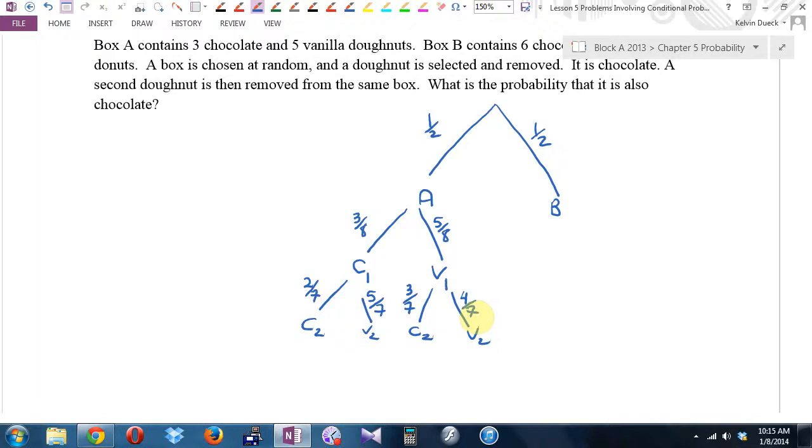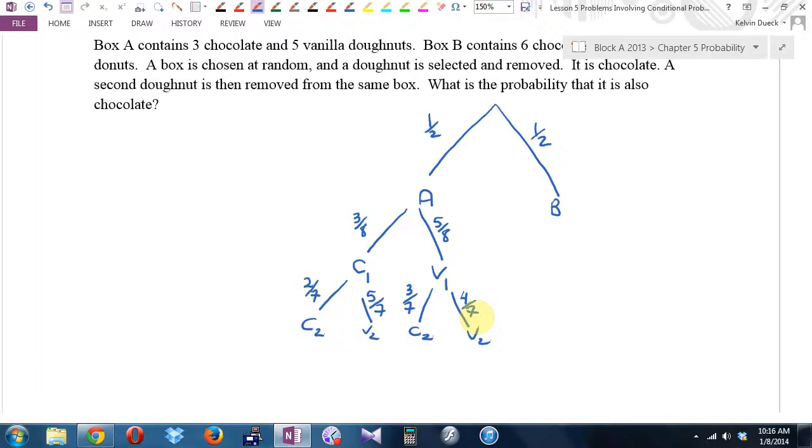Built-in error checks. Do those add to 1? Yeah. We didn't miss anything. Do those add to 1? Do those add to 1? We got our built-in error checks. Also, do you notice down this branch, that number is different than that number. C2 and C2 are different. That tells you these are dependent, not independent.